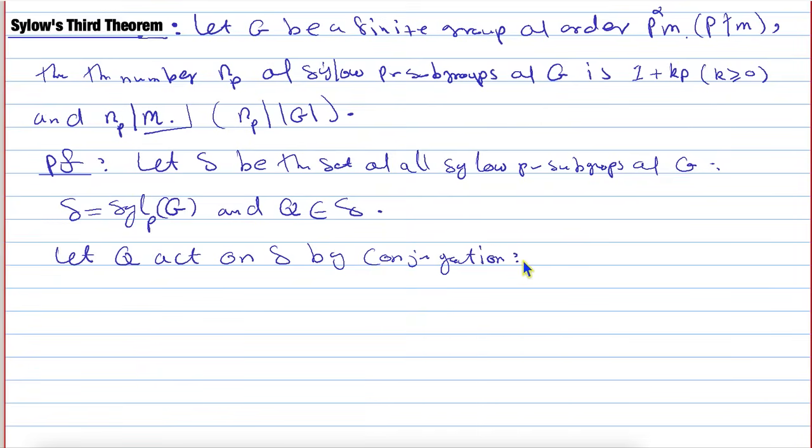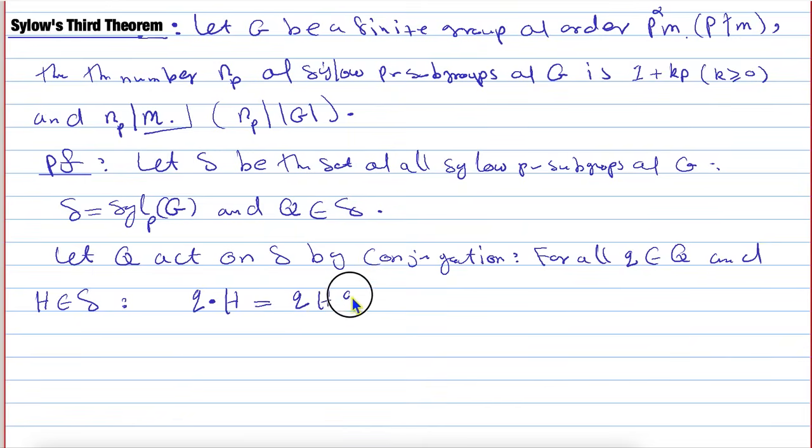And what this means, for all little q in Q, and if we take any, let's say H in S, then the action is defined as follows. So Q acting on H equals Q H Q inverse. Okay, so this is an action by conjugation.